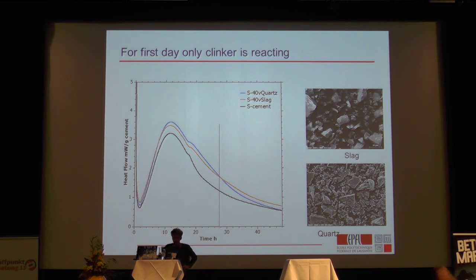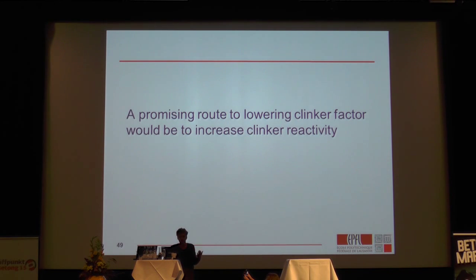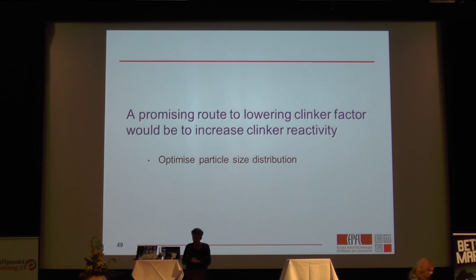So if we want to address this early strength problem, we have to actually go back and look at clinker reactivity. It may sound ironic that, we've talked about supplementary cementitious materials, but if we want to go further, we want to be able to substitute more, we have to be able to increase clinker reactivity. And there are ways of doing this, and this is where we should be looking.